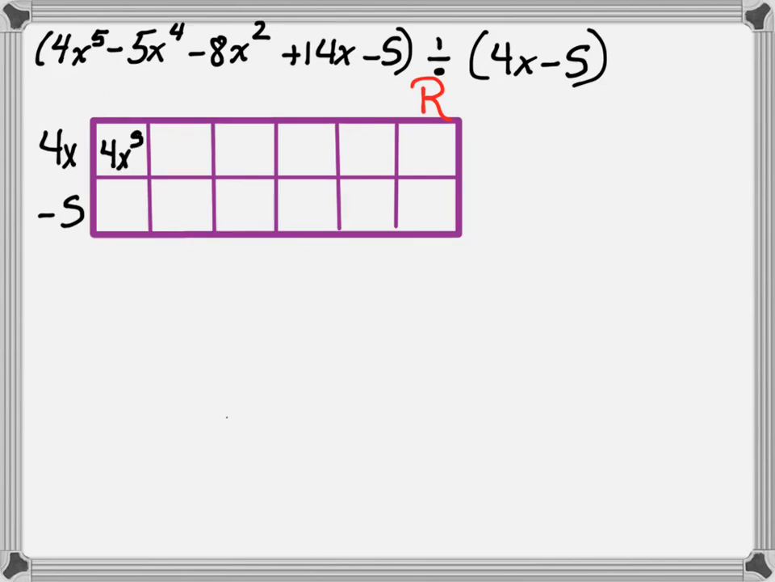Now we're going to look at our division. We take that 4x to the 5th and divide it by 4x, and that gives us x to the what? x to the 4th times negative 5 is going to give us negative 5x to the 4th. So what am I trying to create when I add to this negative 5x to the 4th? What's my goal? So what do I need to add to create that?